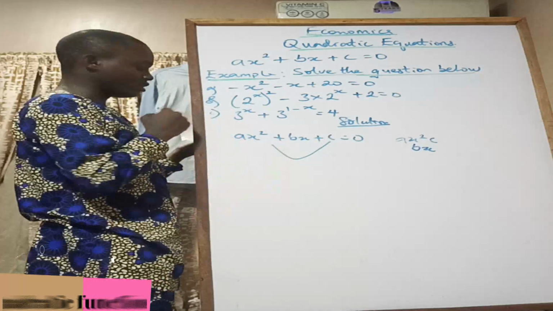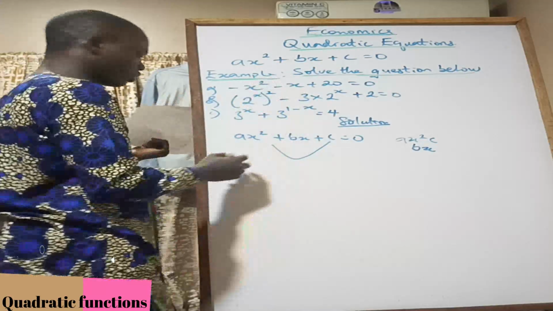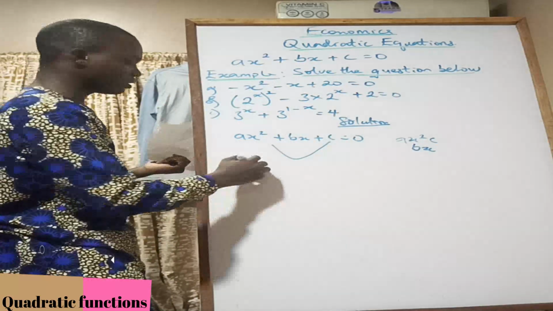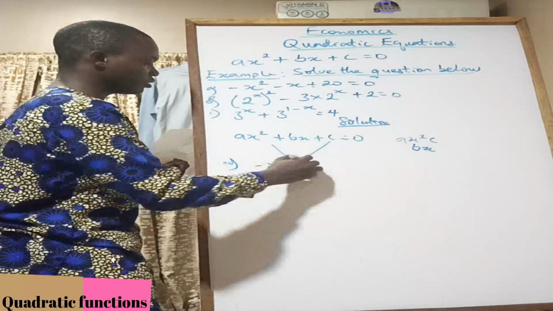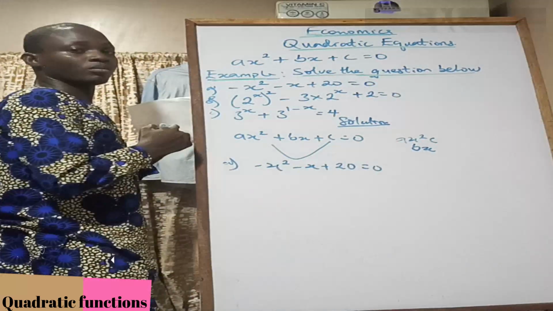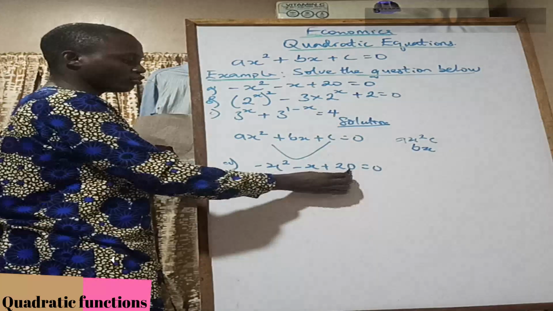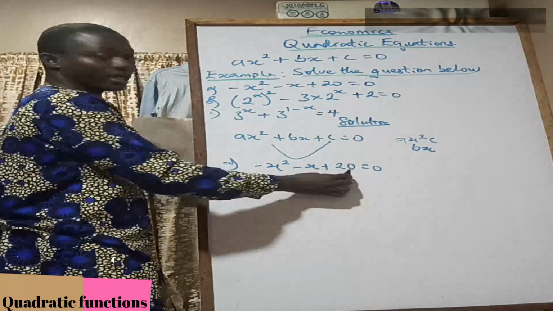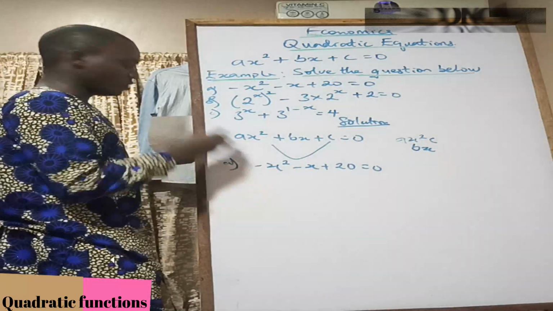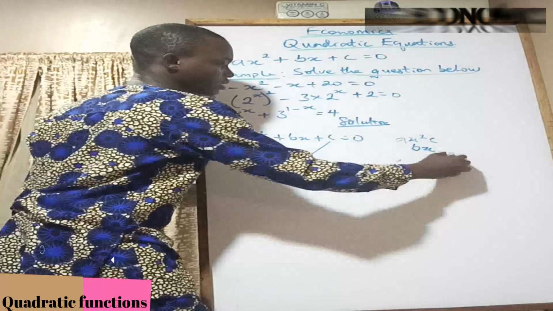Those are the things that you need to know if you want to use the completing the squares method. So here is a question. A, where it says minus x squared minus x plus 20 equals 0. Using the completing the squares method, I need to find two numbers that when I multiply them will give me minus 20x squared, because there's a minus here. So I'm looking for two numbers that will give me minus 20x squared.